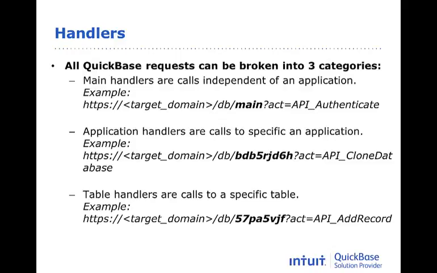Application handlers are calls to a specific application. An example of this type of call would be API Clone Database. Table handlers are calls to a specific table. API Add Record is an example of such a call. Application and table handlers look the same. The difference is whether the call being used is application or table specific.